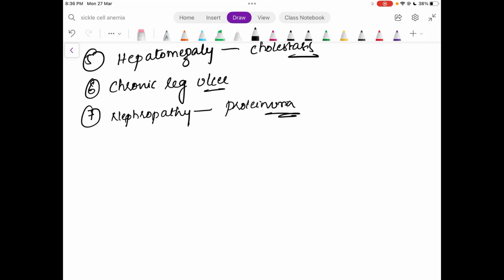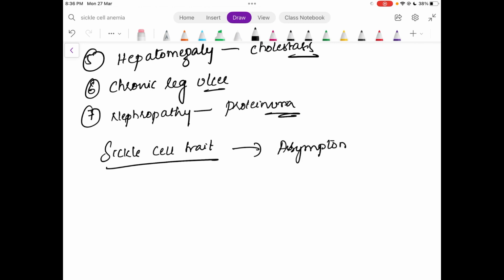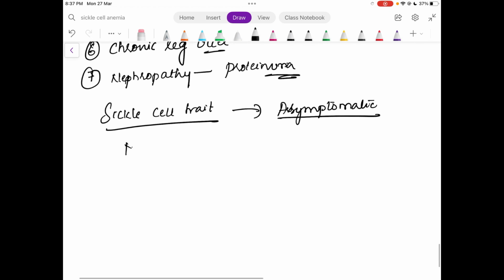And we have one more condition, that is sickle cell trait. Mostly these sickle cell trait patients are asymptomatic. These patients will have clinical manifestations only in hypoxia conditions. So we have to tell those patients to have proper hydration and proper oxygenation so that they will have fewer symptoms. And the most common symptom which you can see in sickle cell trait patient is hematuria.